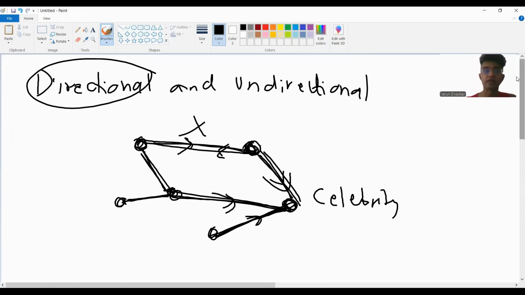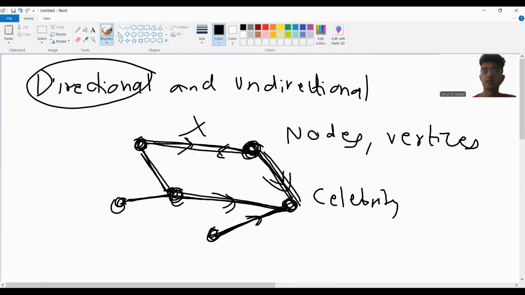So another thing is that these things are called nodes, right? These circles, nodes or vertices, and the lines connecting them are called edges, right?